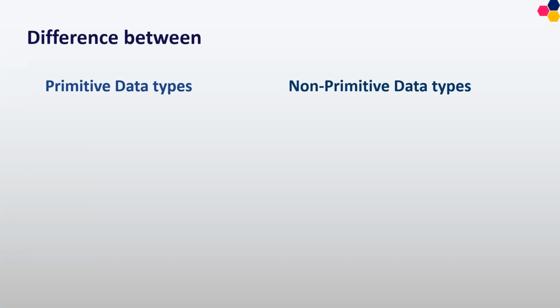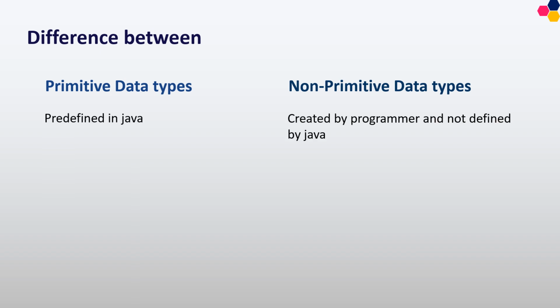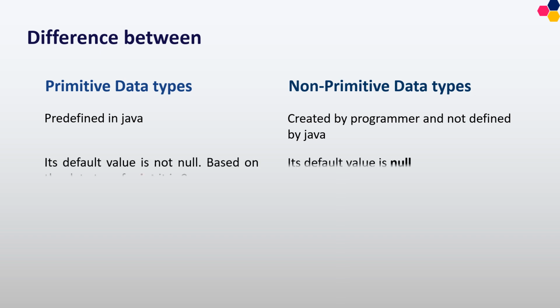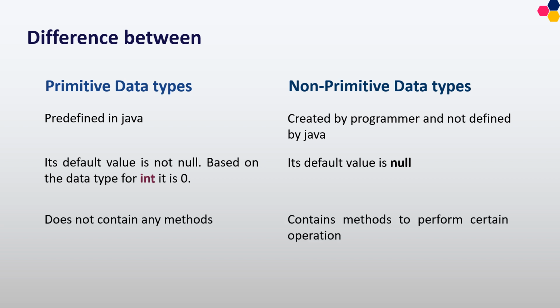Let's understand the difference between the primitive and non-primitive data types. Primitive data types are predefined in Java. In contrast, non-primitive data types are created by programmers and come with additional functionalities in the form of behaviors known as methods. In primitive data types, values are not null. They have default values depending on their data type. For example, an int has a default value of 0, whereas non-primitive data types have a default value of null. Primitive data types do not have methods or functionality beyond storing data. Non-primitive data types can have methods associated with them to perform various actions or operations.